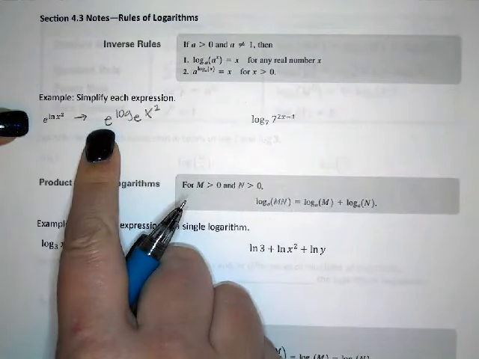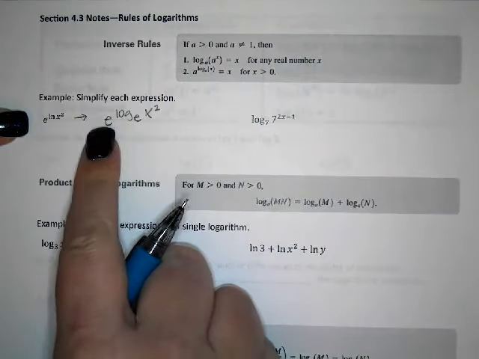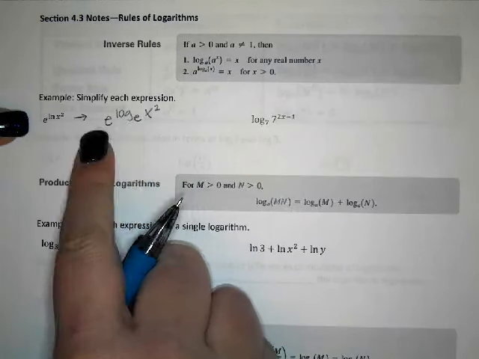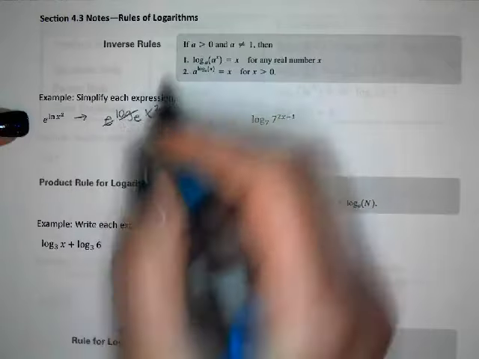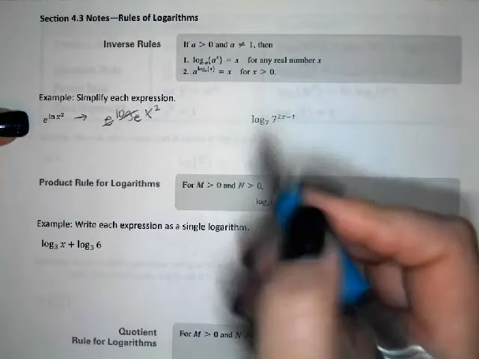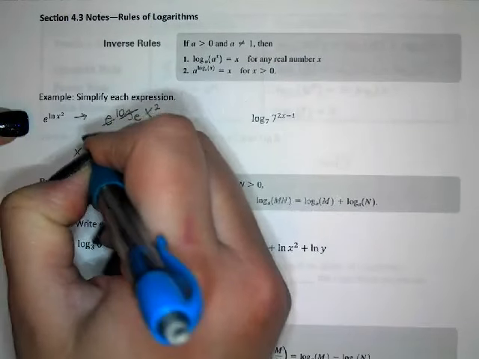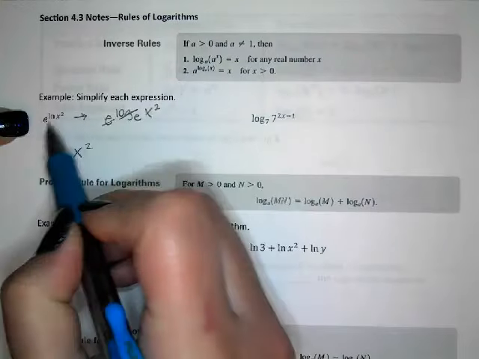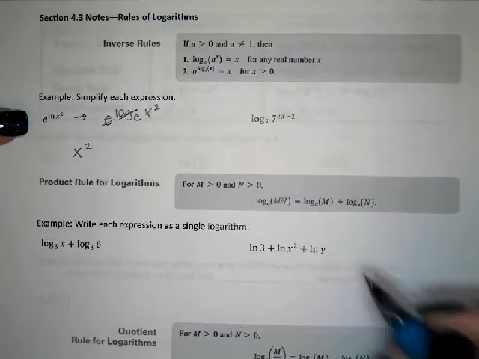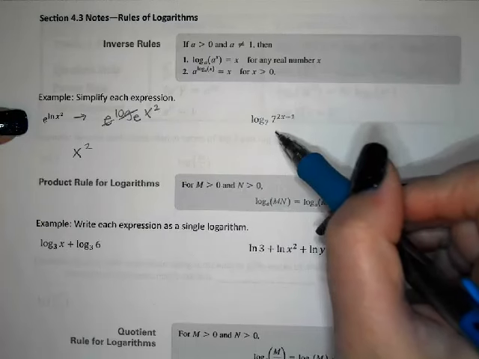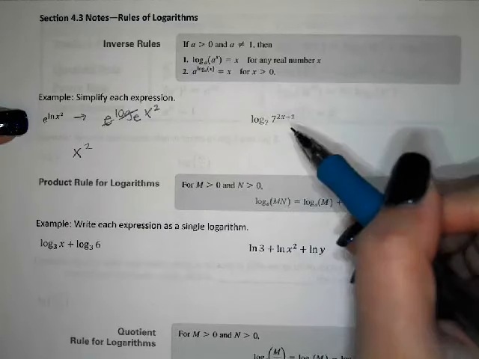And if you have an exponential expression where the base of the exponent and the base of the log match each other, then they're inverse operations and they cancel each other out. So e and log base e cancel, and you're left with just x squared. And so back here you can say e and ln cancel, and you're left with just x squared. Same thing over here for this logarithmic expression.